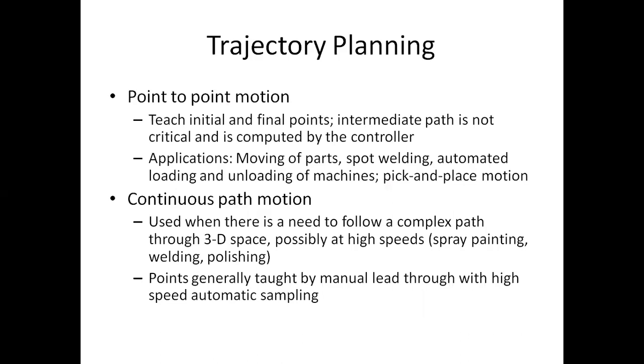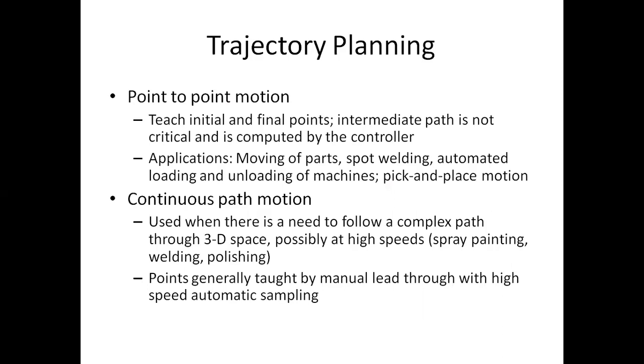Whereas in the case of trajectory planning, we'll have two different types of motions: point to point motion and continuous path motion. In point to point motions, we'll have an initial and a final point. So the intermediate path is not critical and it is computed by the controller. Applications include moving of parts, spot welding, automated loading and unloading of machines, pick and place motion.